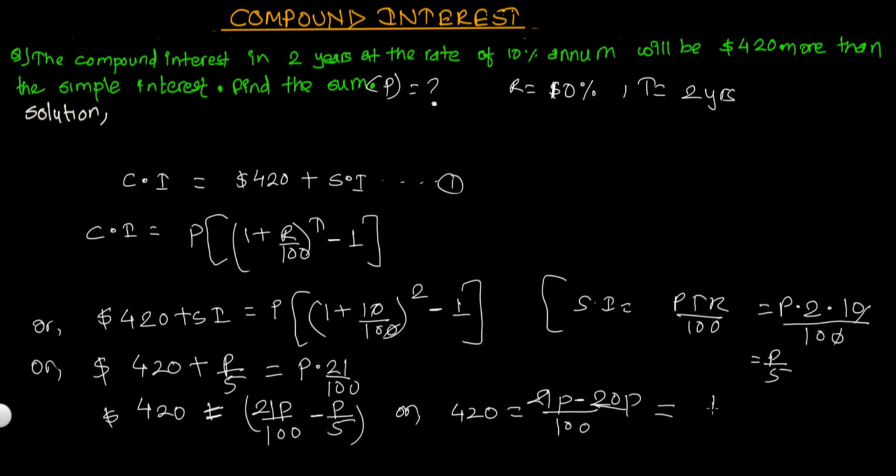So we will have P over 100 on the right hand side. Therefore P over 100 equals 420. If we multiply both sides by 100, we have the value for P as $42,000. So the principal or the sum is $42,000.